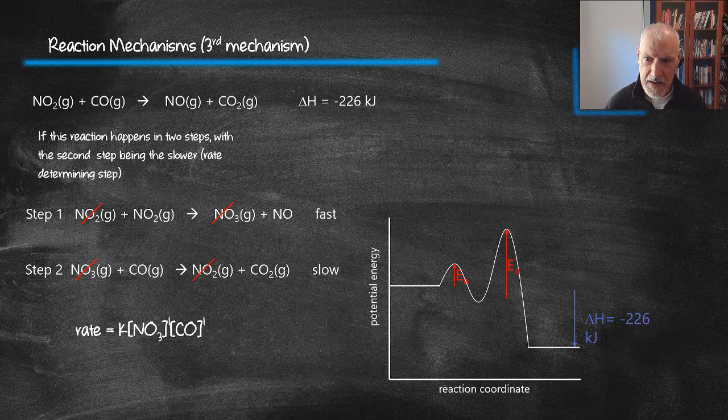So what I'm going to do is look back at how the nitrogen trioxide is formed, which is from the collision of two nitrogen dioxides. So I'm going to make that substitution by getting rid of that and replacing it with the NO2, the nitrogen dioxide squared. So that would be the rate law for the third.